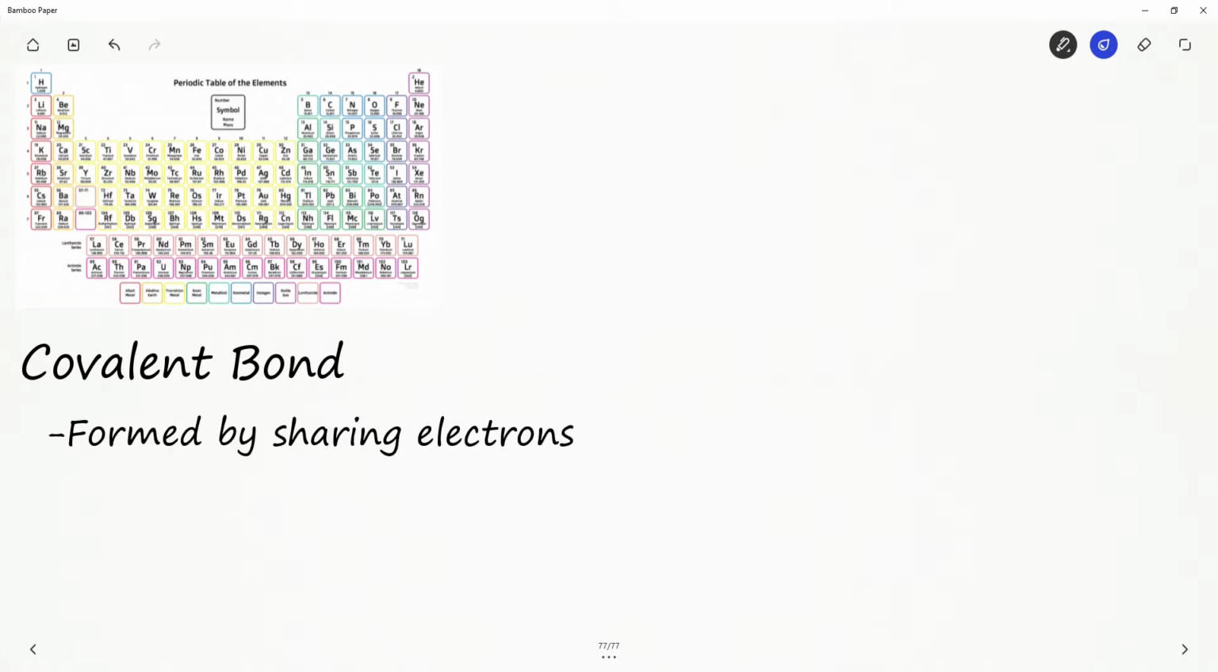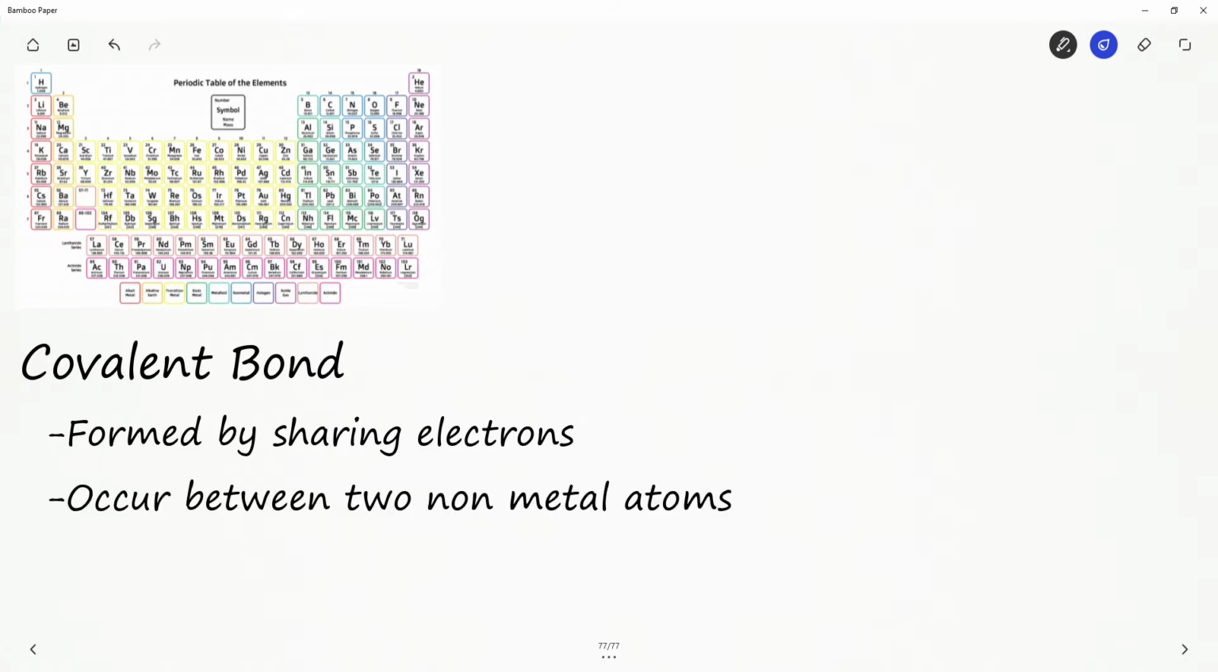Let's start by defining what a covalent bond is. A covalent bond is a bond that is formed by sharing electrons. Now these bonds are between two non-metal atoms. We do not form ions like the ionic bond, so you will not have a cation and an anion. Let's take a look at an example.